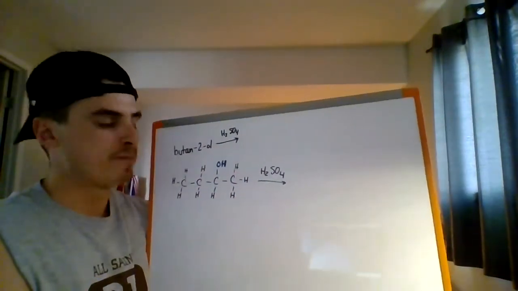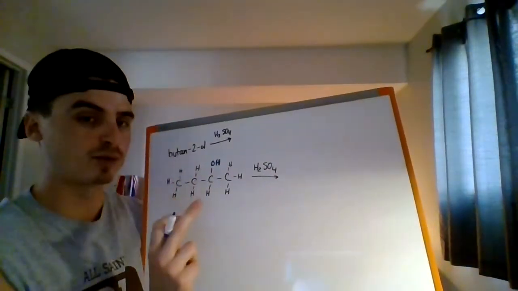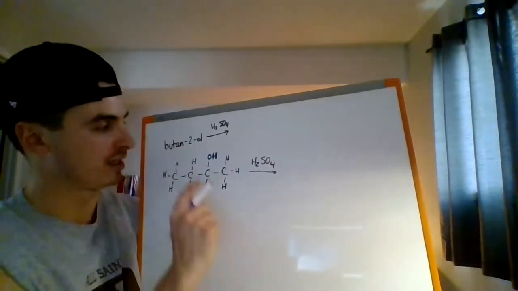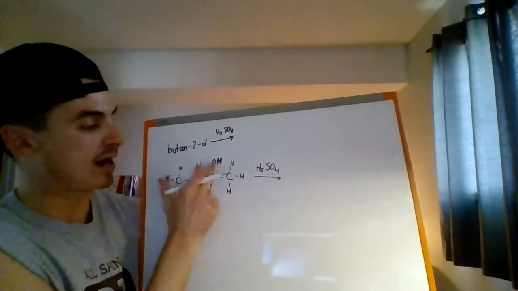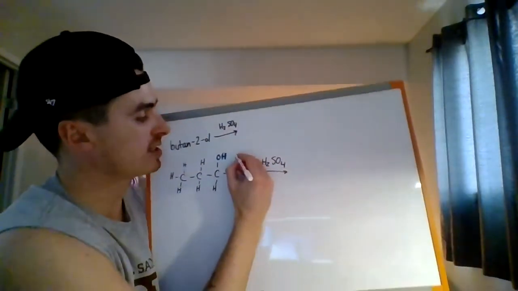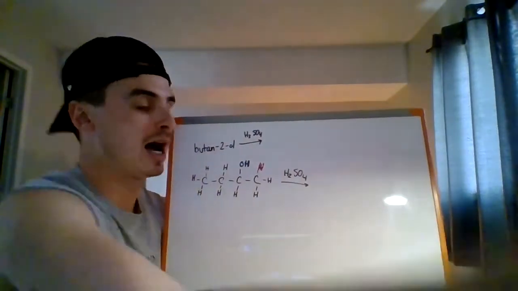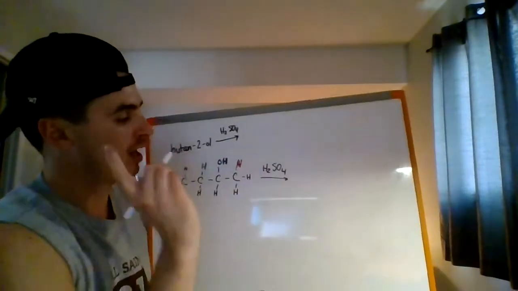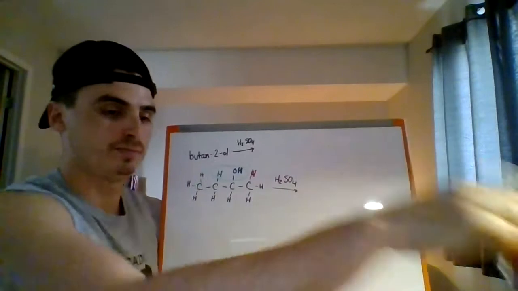Here's the thing. If I'm going to make a double bond, I can't just remove this. I also have to remove something else. I have to remove another hydrogen, and the hydrogen has to be beside that OH group. So I could eliminate this hydrogen to make a double bond there, or I could eliminate this hydrogen to make a double bond there.